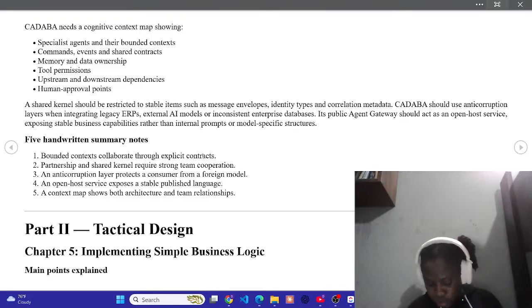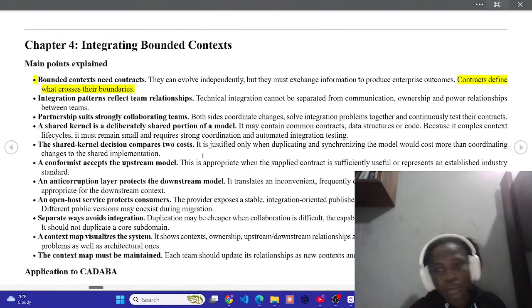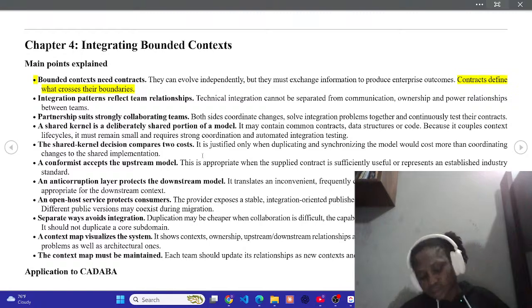Integrating bounded context. In chapter 3, we looked at managing domain complexities by implementing bounded context. So how do you integrate bounded context? You look at the summary we have here. Bounded contexts collaborate through explicit contracts. And what is a contract? A contract defines what crosses their boundaries. So a contract defines what actually crosses the boundary of a bounded context.